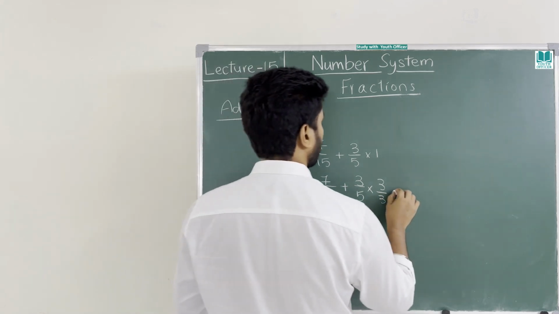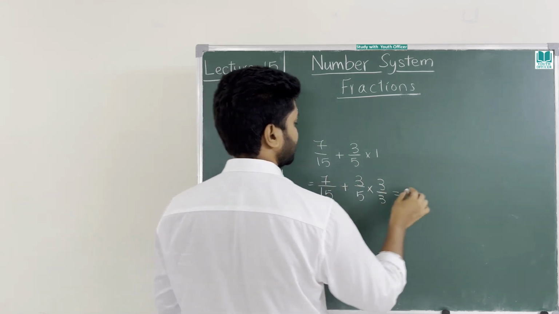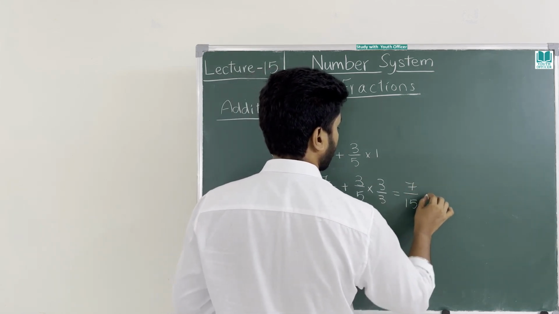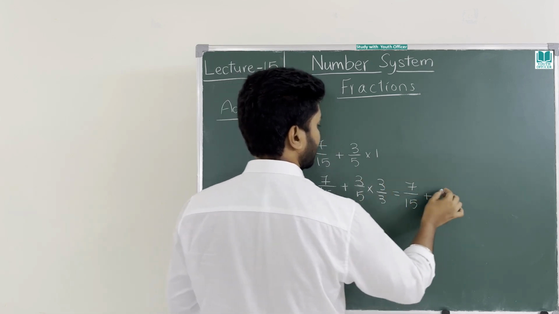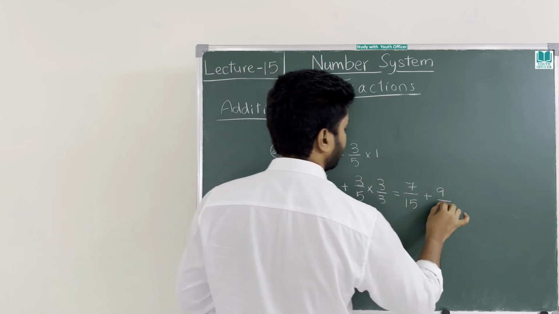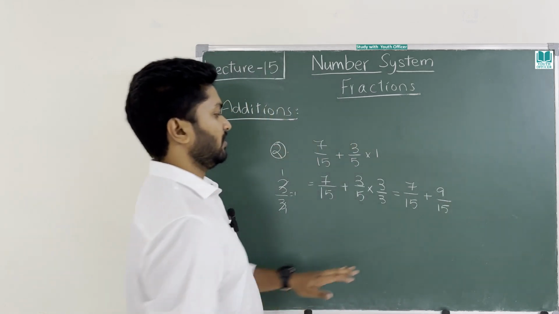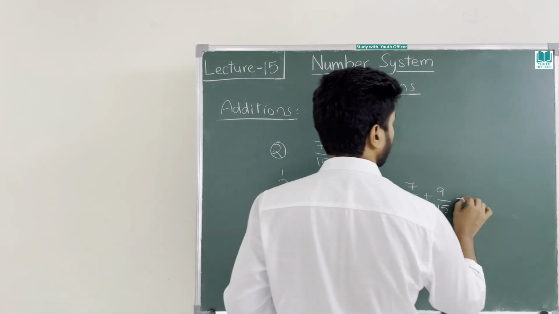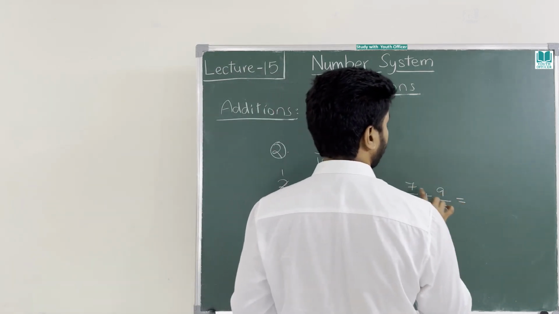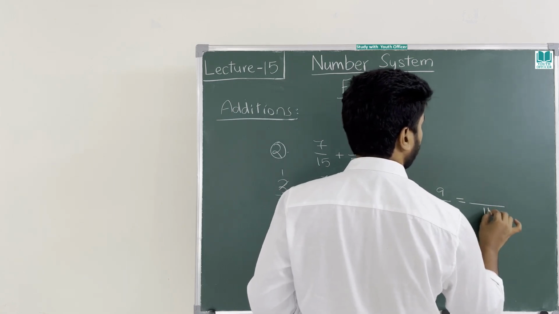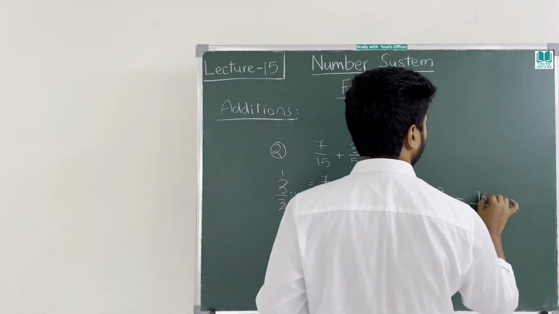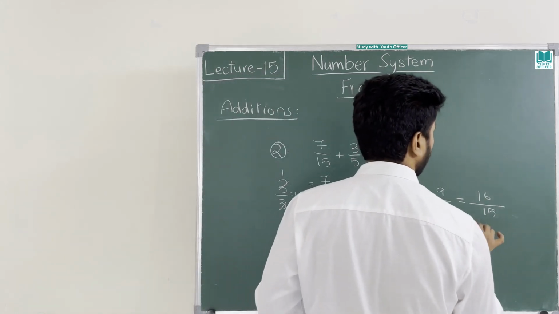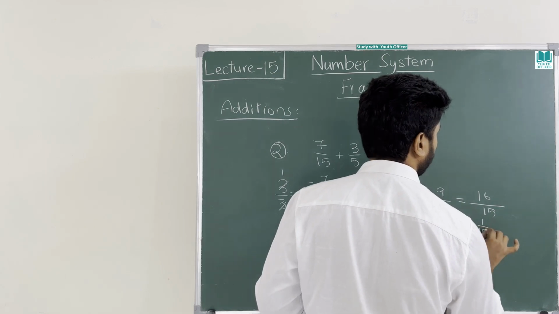Okay, next step what I would do is, this is 7 by 15 plus, this is 3 3s are 9, 9 by 5 3s are 15. Now the denominators are equal. Now our job is very easy. The 15 denominator you take directly. 7 plus 9 is 16. You can write this like this, or you can make it as a mixed fraction also, 1 1 by 15.